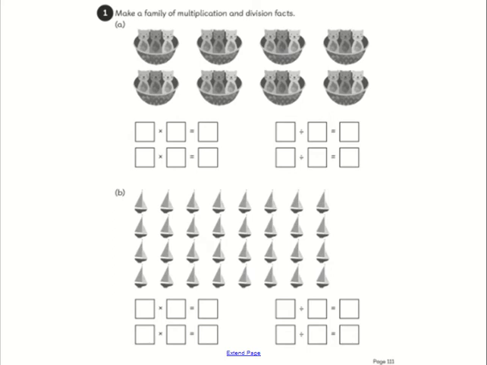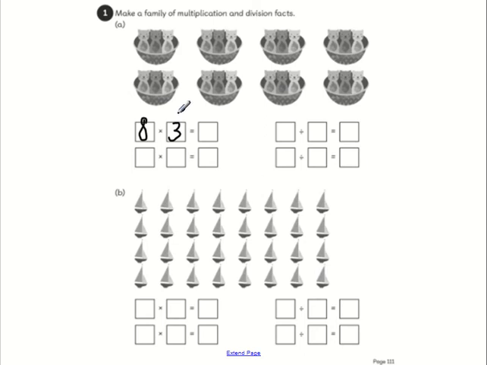So we're going to have the same three numbers that we use throughout. The first thing we need to do is work out how many groups we've got. I've got 1, 2, 3, 4, 5, 6, 7, 8 groups. Okay, 8 groups. I'm just going to write that here. How many cats have I got in each group? 1, 2, 3. So my first number fact is 8 times 3.